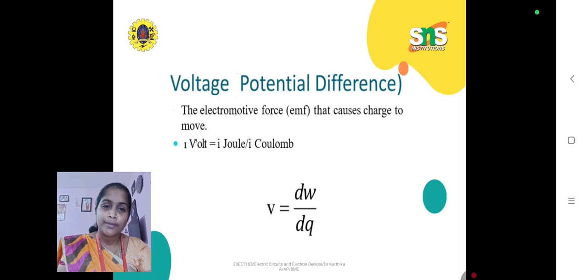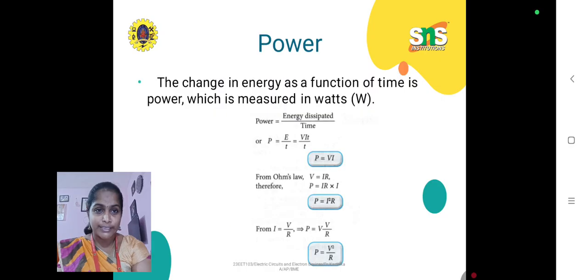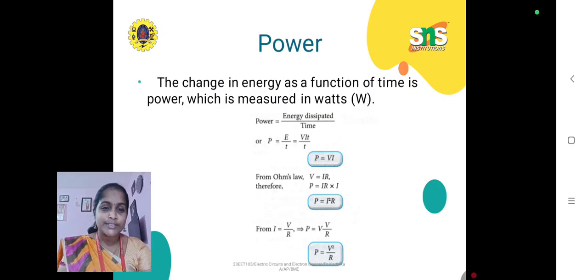What do you mean by voltage? Voltage is a potential difference, an electromotive force (EMF) that causes charge to move. So V is equal to dW by dQ. And what is power? The change in energy as a function of time is power, which is measured in watts. Power is equal to energy dissipated by time, P equals E by T. The value of E is VIT, so P equals VIT by T. T and T get cancelled, P equals VI.